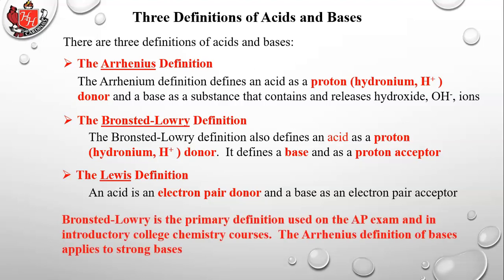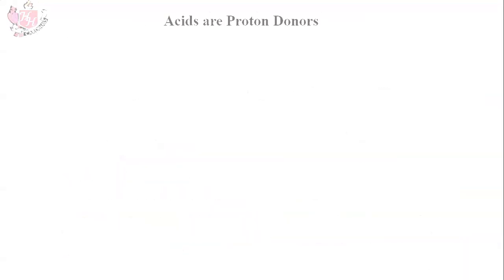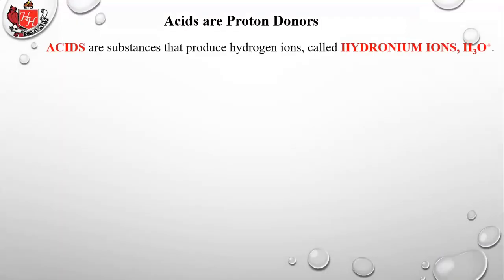Bronsted-Lowry is the primary definition used on the AP exam and in introductory college chemistry courses. The Arrhenius definition of bases applies to strong bases, and we probably won't talk about the Lewis definition very much, if at all, for the rest of this unit. So acids are substances that produce hydrogen ions called hydronium ions, H3O+, in aqueous solution. Everything we talk about is in a solution of water as the solvent.